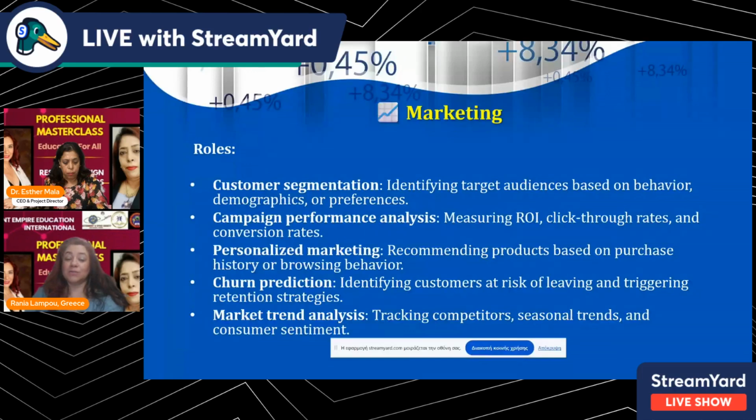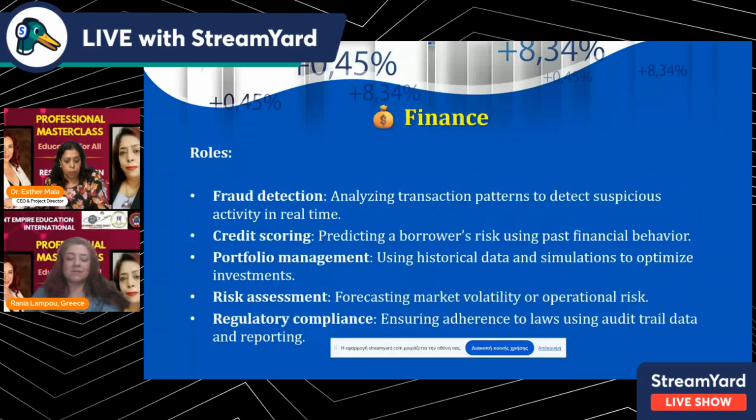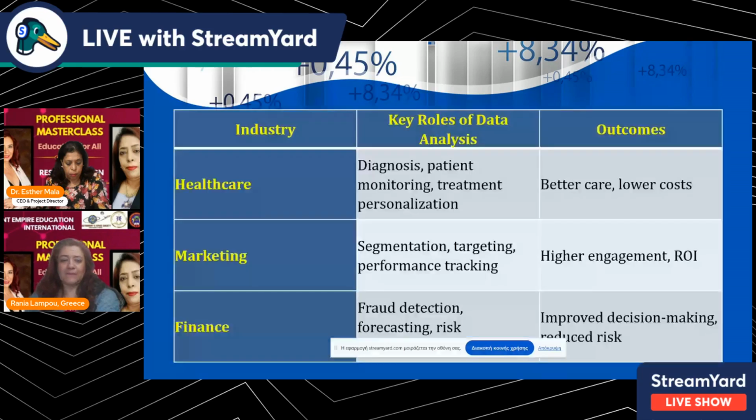Churn prediction, what is churn prediction? When we identify customers at risk of leaving, we can trigger retention strategies. Market trend analysis is when we track competitors, seasonal trends, and consumer sentiment. In finance, this helps us analyze transaction patterns. We use historical data to optimize investments or portfolio management. With risk assessment, of course, we try to predict market volatility or operational risk, with regulatory compliance, etc.